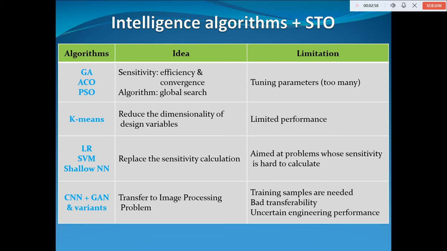Recently, as deep learning develops rapidly, some researchers try to use convolutional neural networks plus generative adversarial networks to transfer the original problem to an image processing problem. It is said that the computational efficiency can be promoted, but the cost is that plenty of training samples should be prepared, and different problems need different training samples. What's more, the engineering performance is hard to be guaranteed sometimes.